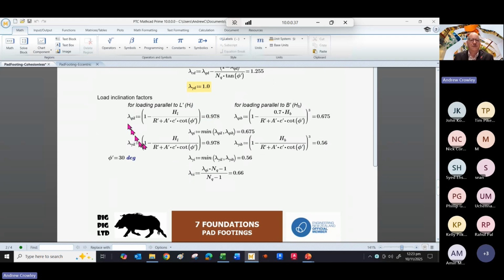So our load inclination factors, again, vary depending on which direction you're loading. The horizontal load in one direction, the length, works out as 0.978, and in the width, it works out as 0.675. For convenience, I just take the smallest of those because these numbers are going to be used to multiply your factors together to reduce your potential ground bearing capacity.